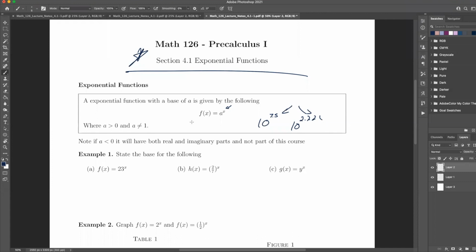It doesn't mean we won't have like negative 10 raised to 2.275, but remember that is not the same as negative 10 raised to 2.2275, right? So these are indeed different. So we're strictly forcing a to be positive for now.